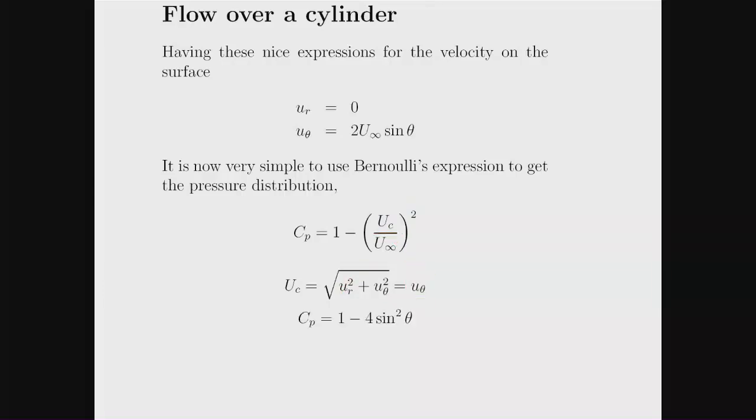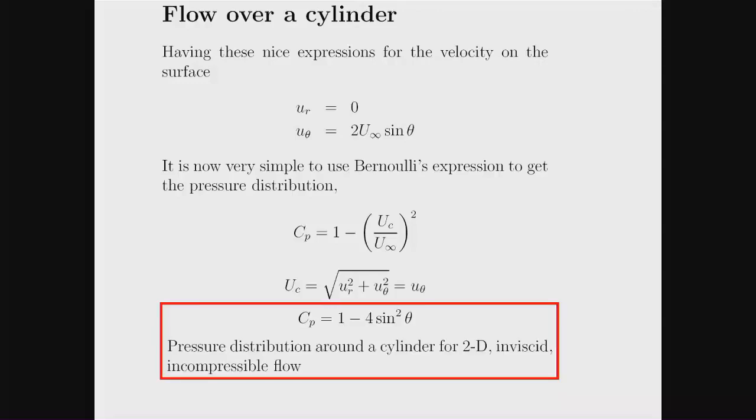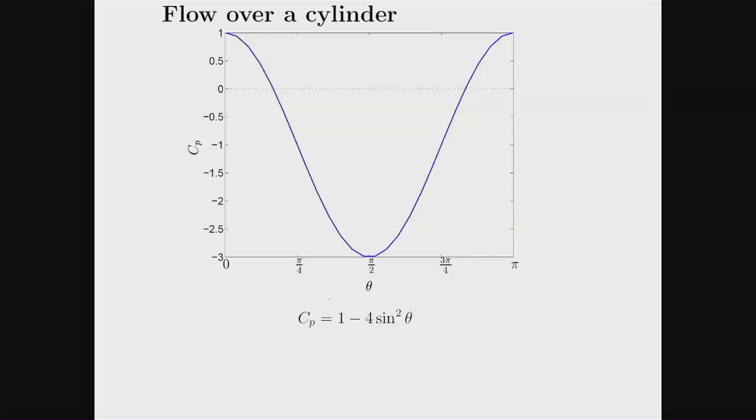Substituting that back into my expression for Cp, I end up with Cp just as a function of theta: 1 minus 4 sine squared theta. This is the pressure distribution around a cylinder for a two-dimensional, inviscid, incompressible flow. If I use MATLAB, I can plot Cp against theta, and you can see that the profile is symmetric. It's periodic.